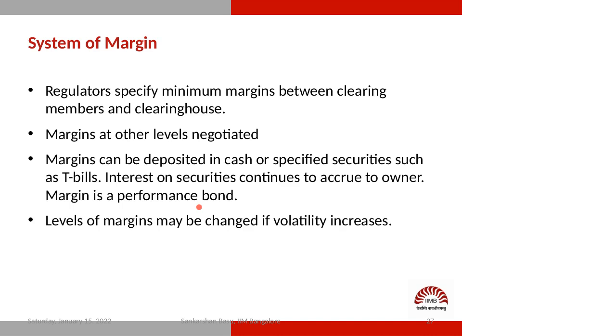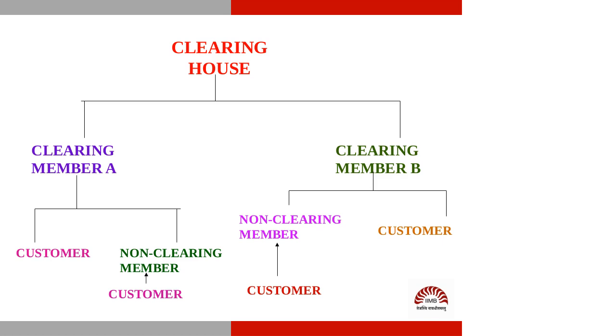Typically, government securities, treasury bills, and cash are acceptable, because they need to have some guarantee that they will not default and some amount of liquidity. Also, volatility defines the change in the market, and the change in the margin.